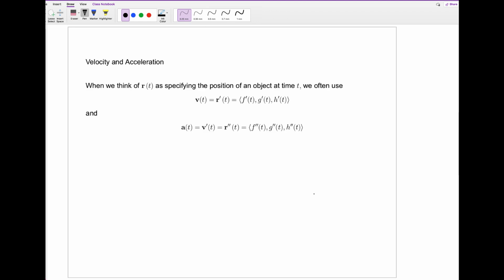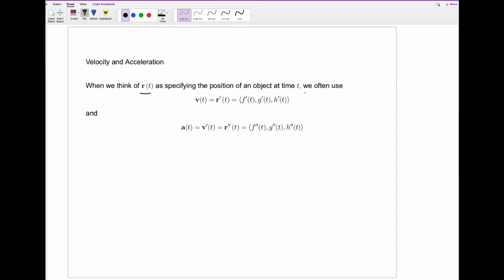How do we interpret these? Well, one way to interpret the derivative is when we think of r of t, this vector function, as specifying the position of an object at time t. In other words, this space curve that you get from r of t corresponds to the path the object moves, starting from, say, t equals a and ending at t equals b.